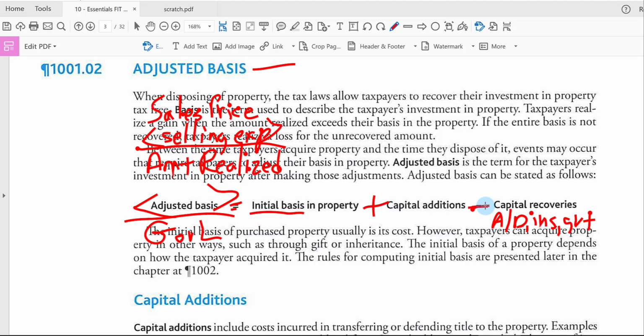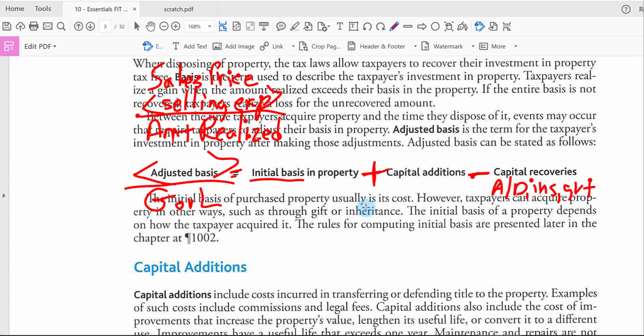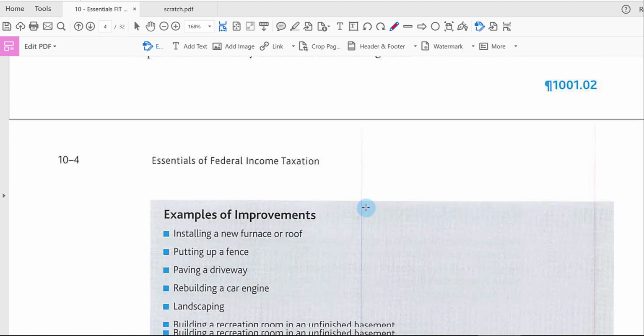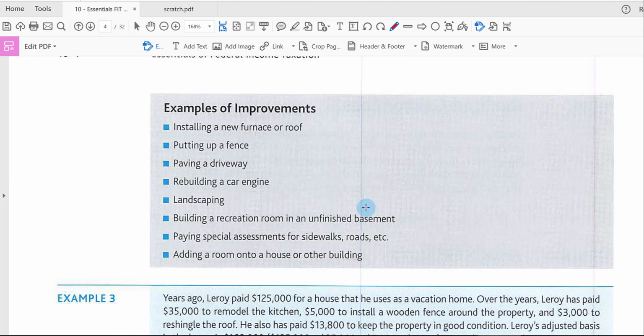Let's talk about any additional amounts you're going to add to that basis. Our textbook goes through some examples here. For example, you install a new furnace. Here in Hawaii, probably this would be an AC unit. Or you re-roof your building. What you're really supposed to do is also subtract out the cost of the old AC or the old roof before you add in the new one.